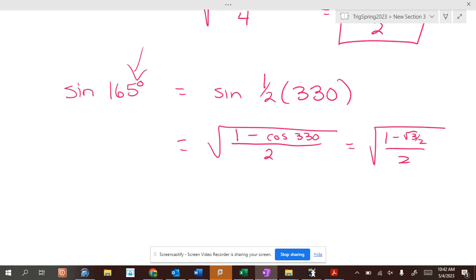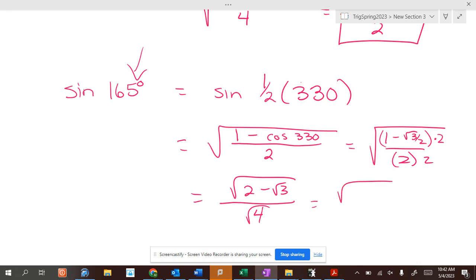So it's just like the last problem. Multiply top and bottom by 2. And you get the square root of 2 minus the square root of 3 all over 4, and the square root of 4 is 2. So the sine of 165 is the same as the cosine of 15. Imagine that. Are they all going to be the same? No, they will not be.